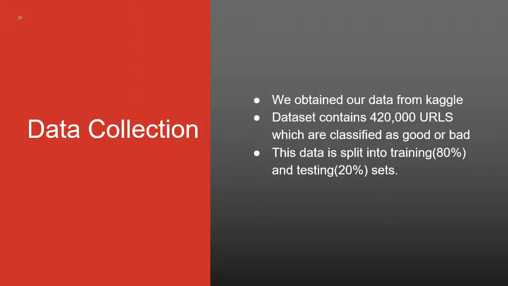We split this data into 80% training set and 20% testing set. So the model is going to analyze 80% of the data for its training, and then it's going to predict the results for the remaining 20% of the data.